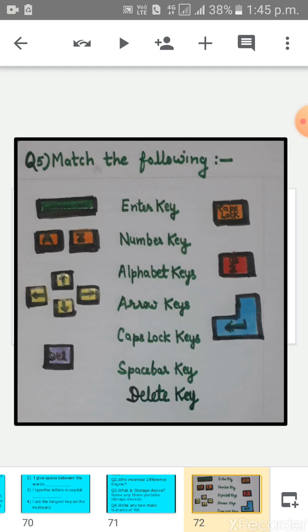Question number 5 is match the following. Children, you have to match the picture of key with their names.